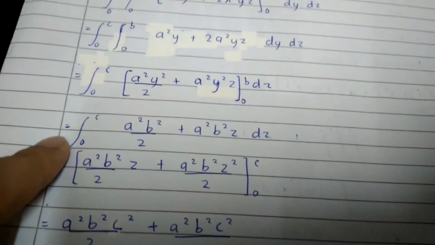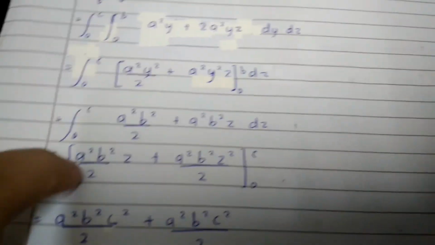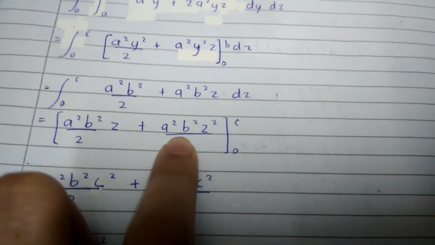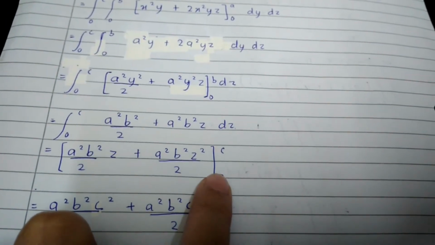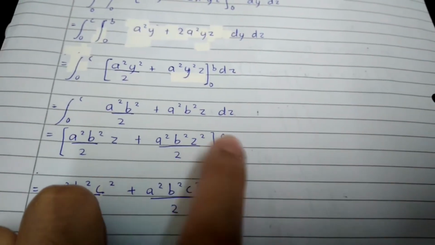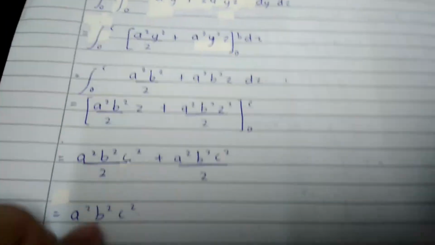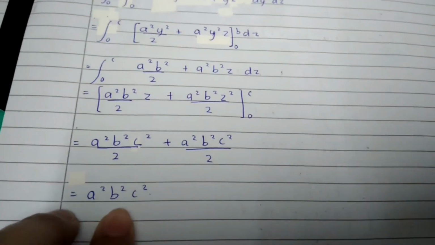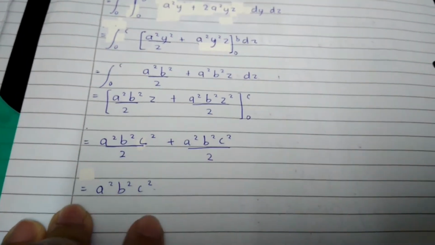And then we integrate with respect to z, we get a^2 b^2 z over 2 plus a^2 b^2 z^2 over 2, and then we substitute c and 0 into this equation, and we get the final answer, which is a^2 b^2 c^2.